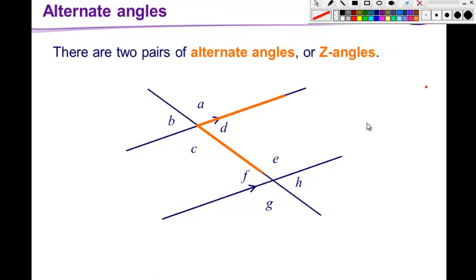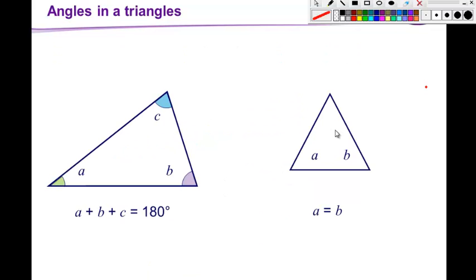Alternate angles, these are our Z's or our N's for fun, so that means d and f because they're on opposite sides of the line, and if we draw it the other way we'll get our c and our e. Alternate angles on parallel lines are equal.